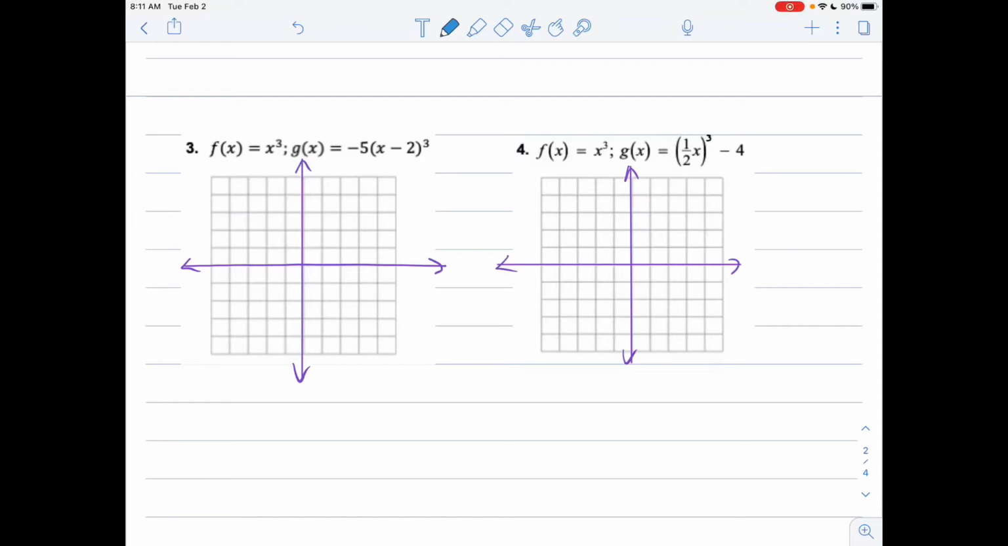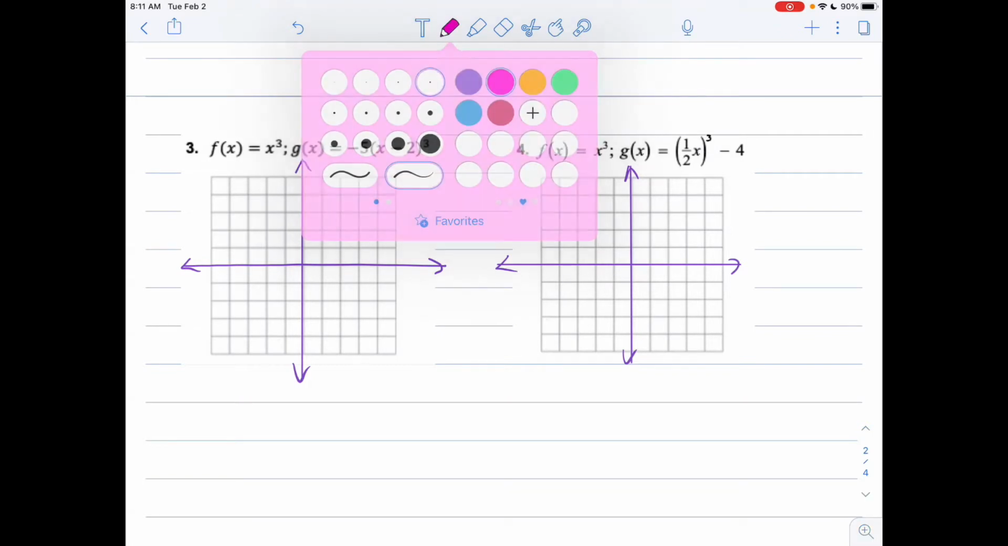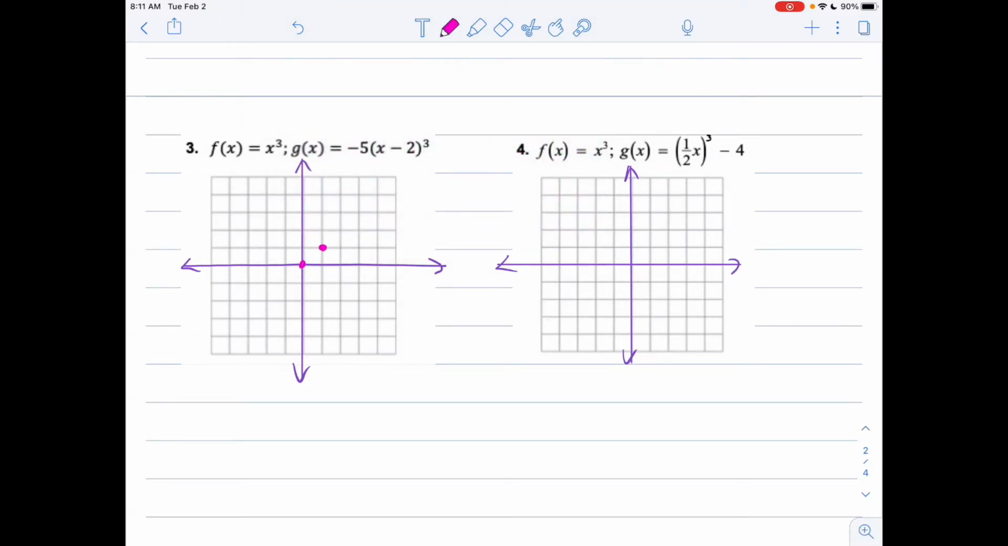Let's continue with a couple more transformations. This one, I'm still going to go ahead and plot my original parent function. Remember, we have these 3 points, and I'm just going to dash that in to give us an idea of what it looked like. Same thing on number 4, and dash in the parent function.